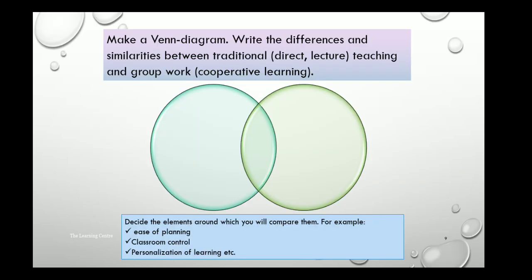Now, I would want you people to pause the video here and make a Venn diagram. Write the differences between the traditional lecture method or the direct instruction and the group work. And one form of group work is cooperative learning.